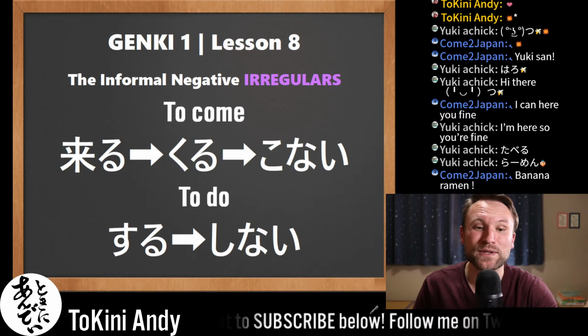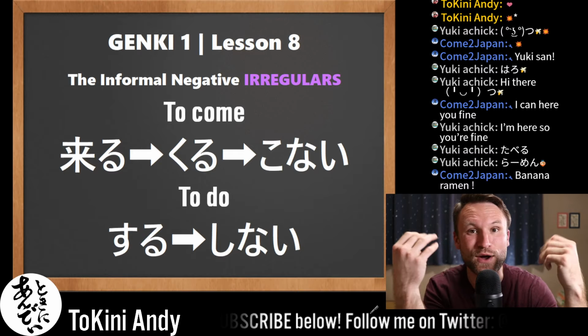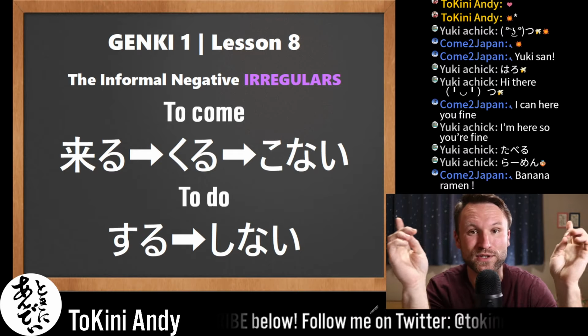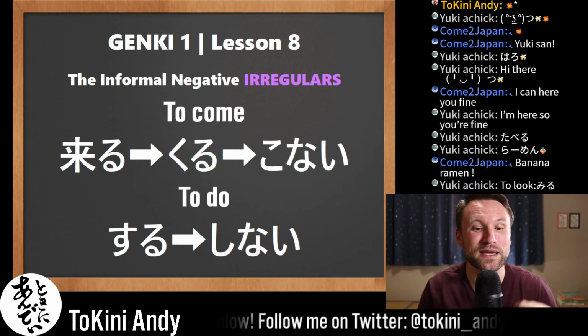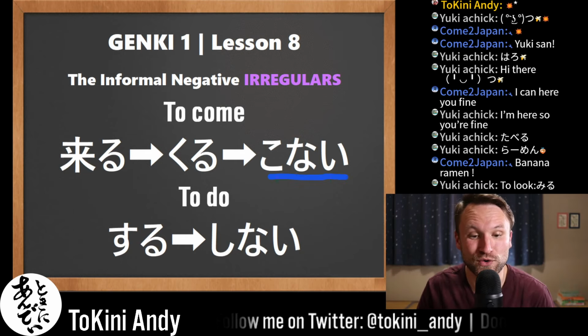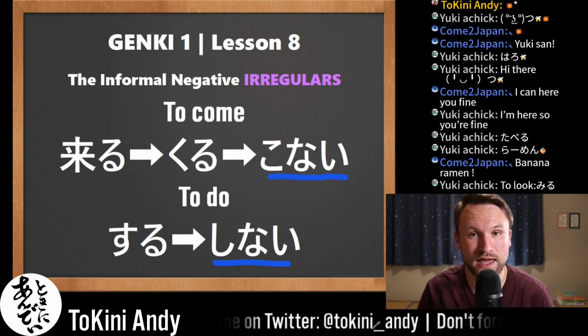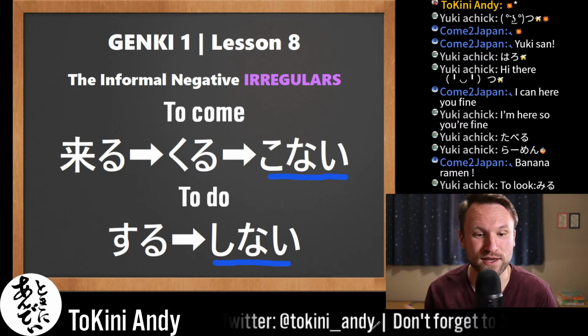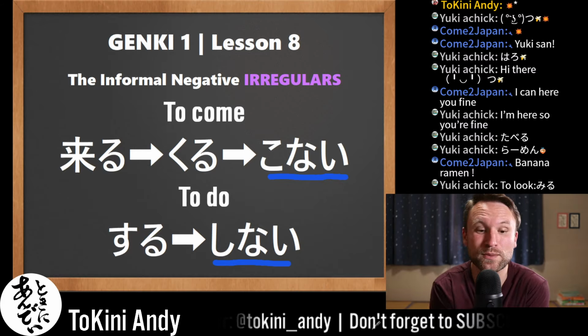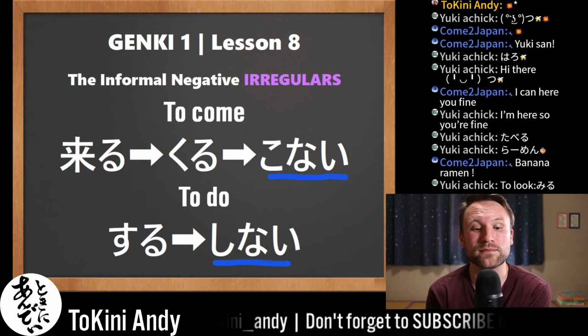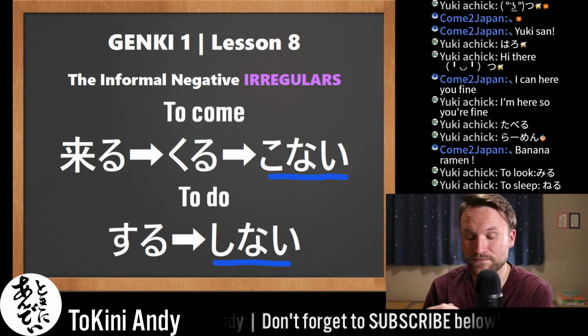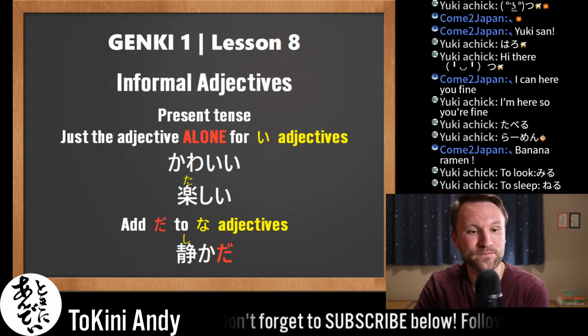So the informal negative also has two irregulars, the only two irregulars in the Japanese language, and those are kuru and suru, and those become, respectively, konai and shinai. And those you just have to memorize. Just like in all the other situations, you have to memorize that kuru will become konai, and suru becomes shinai. And that's it. That's all you got to worry about.